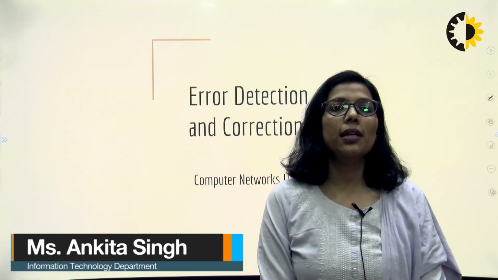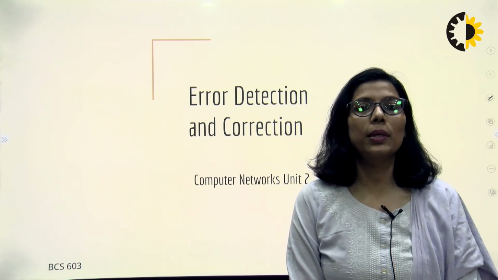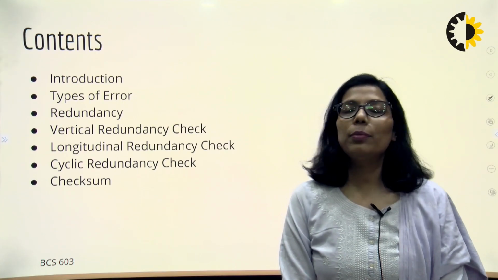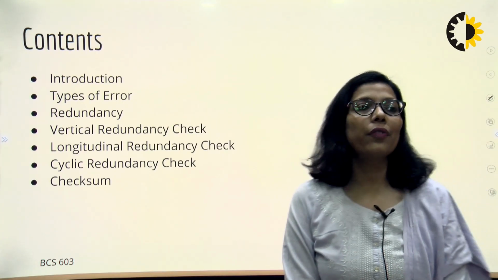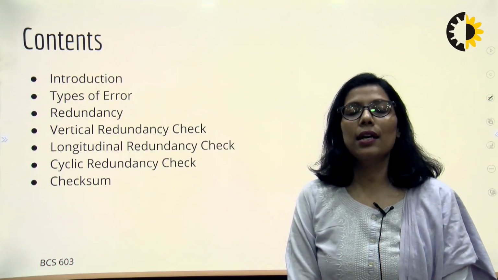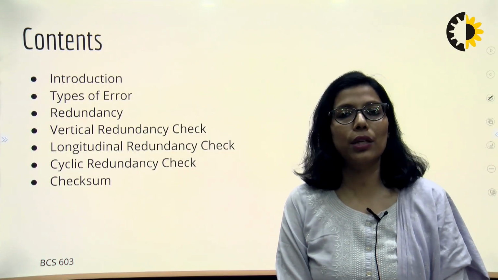Today I am going to discuss the topic error detection and correction from Unit 2 of Computer Network subject, that is code BCS 603. So I will be discussing introduction, types of error, redundancy, VRC, then LRC, CRC and the checksum. So these are the topics that I am going to cover in this video lecture.